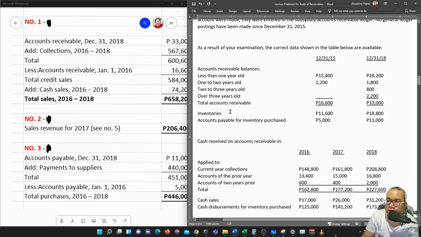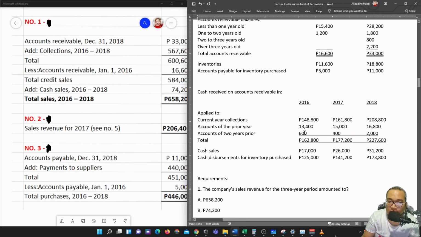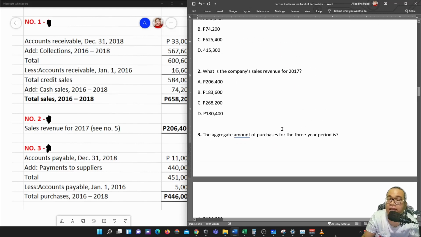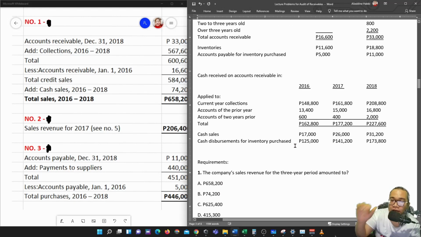So, inventories, as of 2015, 11,600. As of 2018, 18,800. So, accounts payable for inventory purchase. Ito naman, inferring to the payables na meron ka for the inventory purchase. 5,000 in 2015, 11,000 in 2018. Ito naman, sine-explain lang natin dito yung sense ng given sa problem, kasi pag hindi mo naintindihan anong given sa problem, hindi mo to masosolve. Not necessarily hindi mo masosolve, but rather mahihirapan kang isolve to kasi kailangan mo lagyan ng sense, kailangan mo lagyan ng reason.